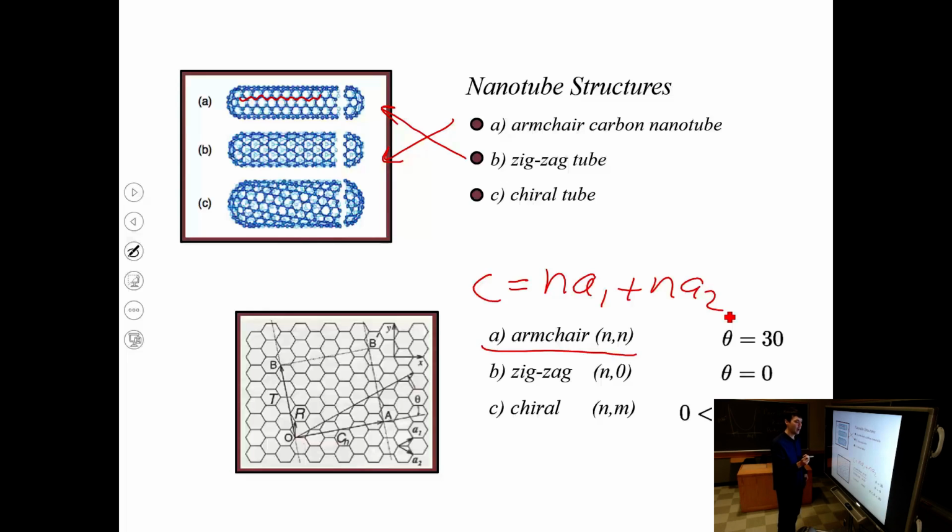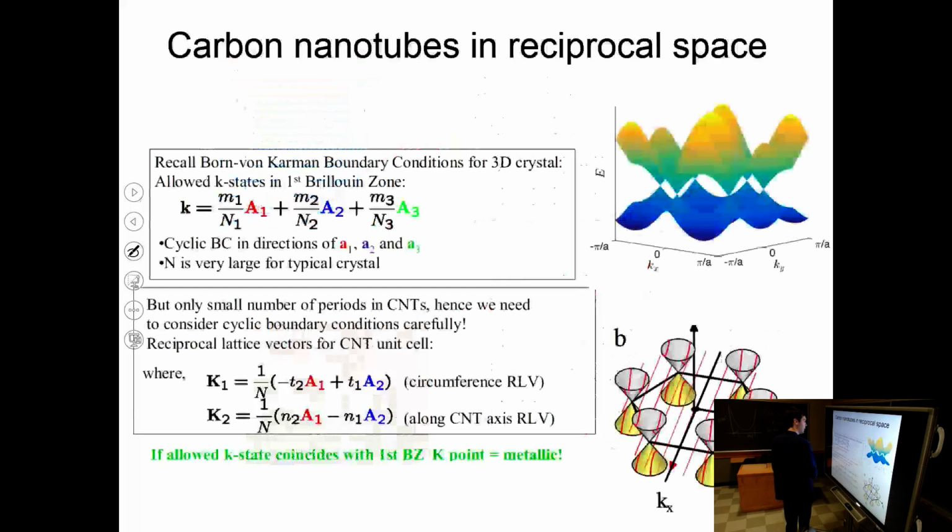Okay. And then you can also have an arbitrary kind of tube, which is then called the chiral tube. So then you have M and N different indices. And why it's called chiral is because you can see the lines are tracing through the tube like this. So the sheet of graphene wraps like this. Okay. So this is the nomenclature.